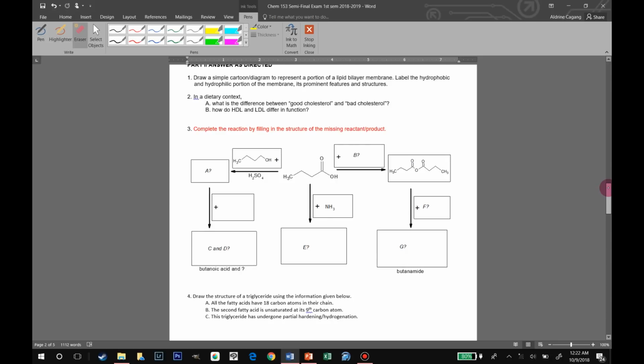Okay, number 3. This one's fun, hopefully. Number 3, complete the reaction by filling in the structure of the missing reactant or product. So you have here multiple pathways. We can take a look at the center, which is considered the starting point for all of this. This is a carboxylic acid, specifically 1, 2, 3, 4, so 4 carbon atoms. That is going to be called butanoic acid. And then let's follow this path here first.